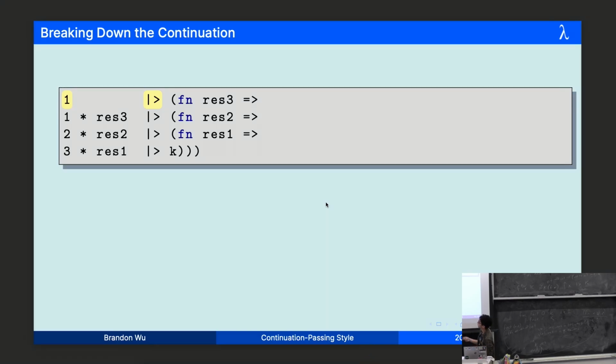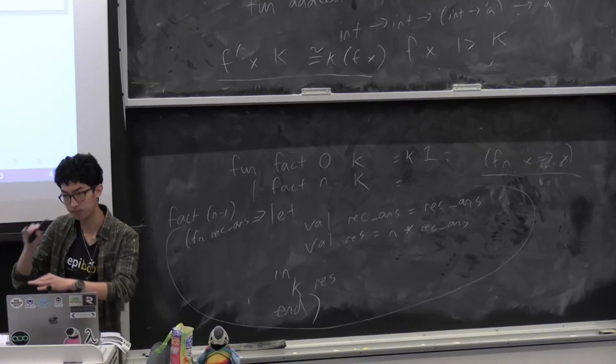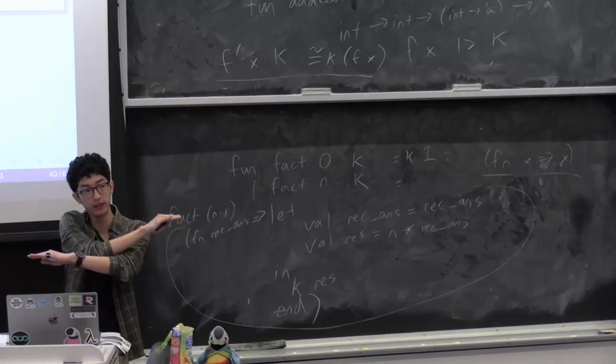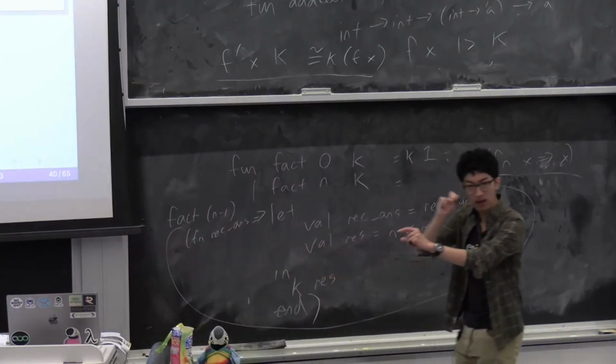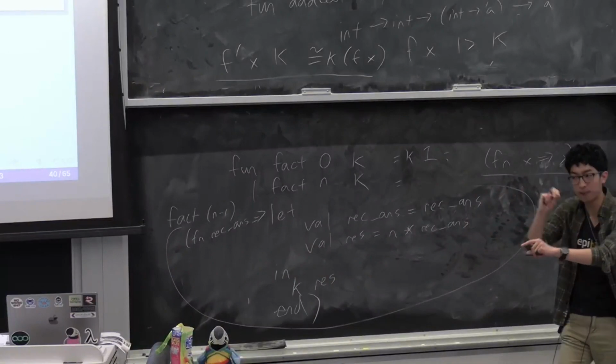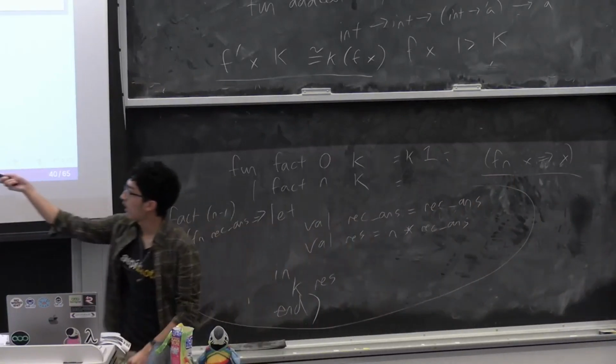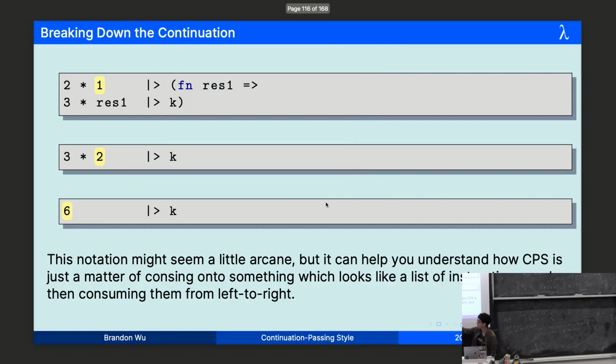Another way you can think about it also is, this is like a list, right? I prepend to the list, so I cons instructions onto my function, and then at the very end, from left to right, I break down the instructions, and eventually I come up with 6 pipe k. Does everyone see what happened here? I think this is the final picture you should have in your head for what is happening, okay?